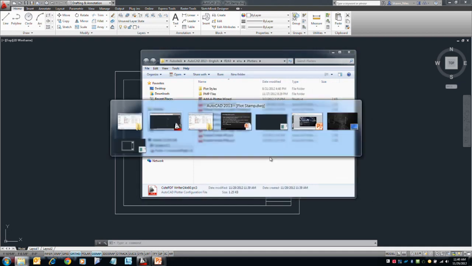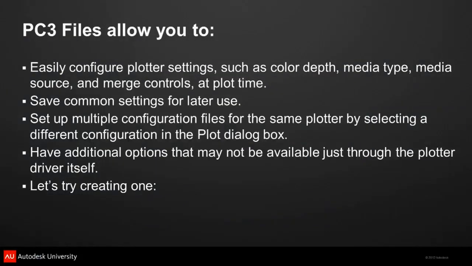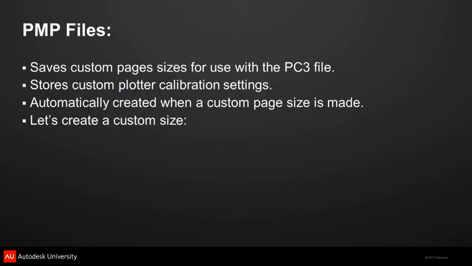The PMP files, if I can find my slideshow. PMP files, these are created to save any custom settings that you make for the PC3. So you actually can't go and create a PMP on its own without a PC3 already there and available for you. But the most common thing people use it for is custom page sizes. If you're making custom page sizes for your PC3, it will create a PMP file that stores all those settings for you. So that gets done automatically.